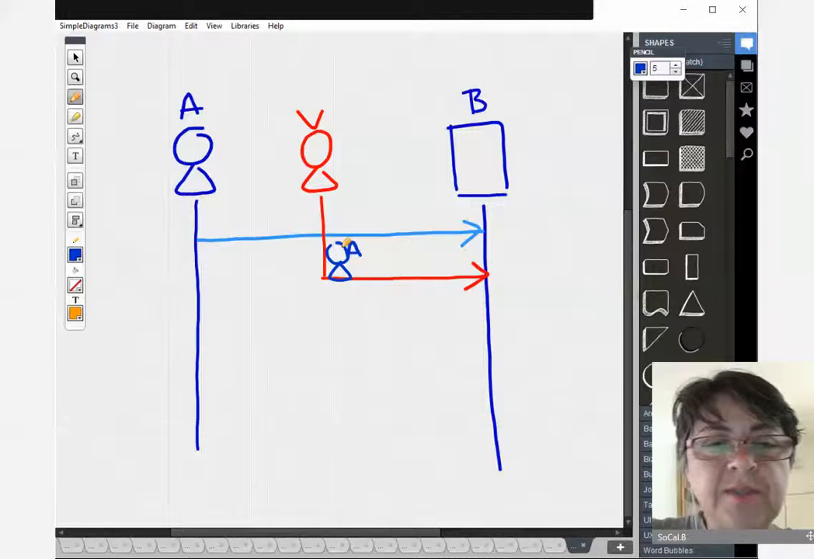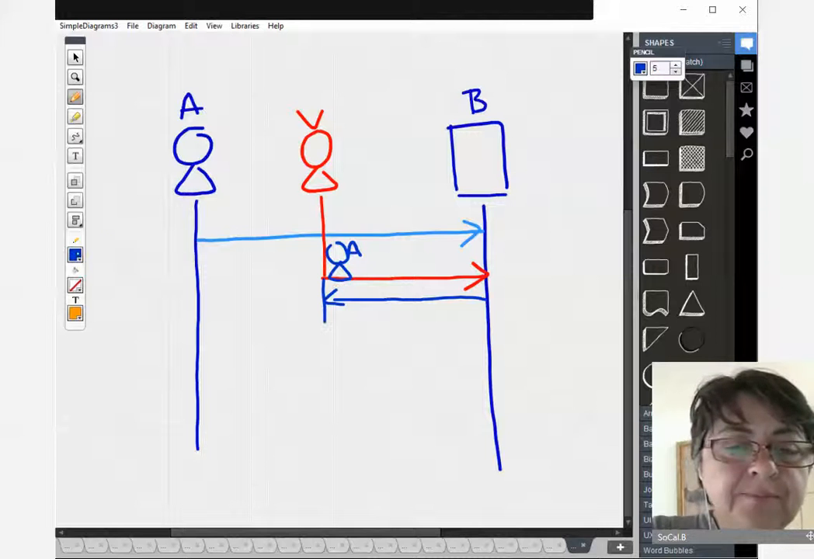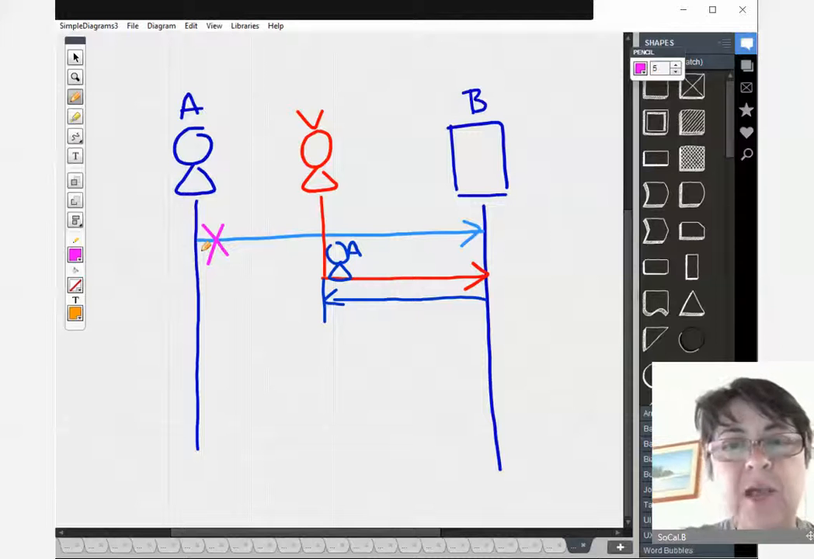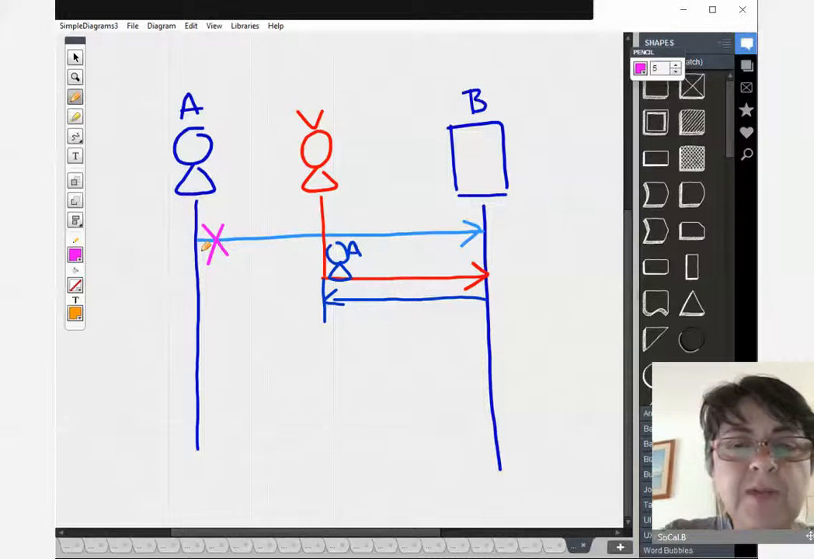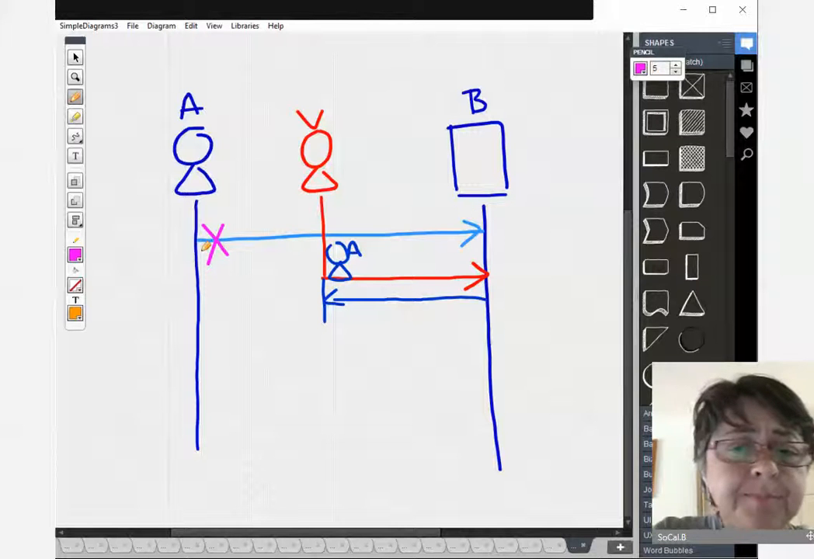Okay, so that's why they start to communicate back and forth. And A goes out of the picture, right? So this is session hijacking.